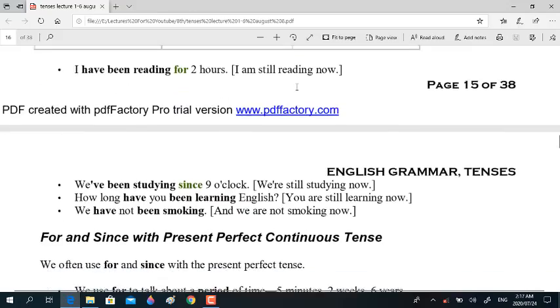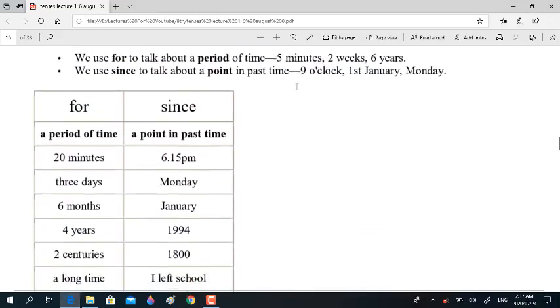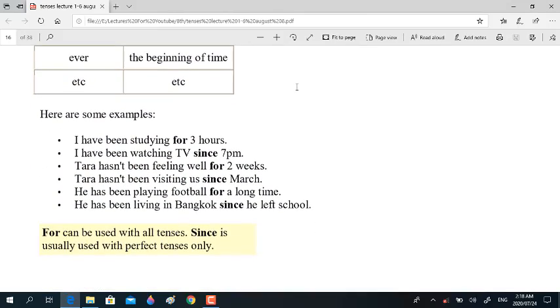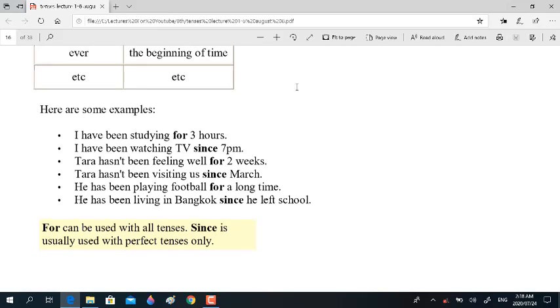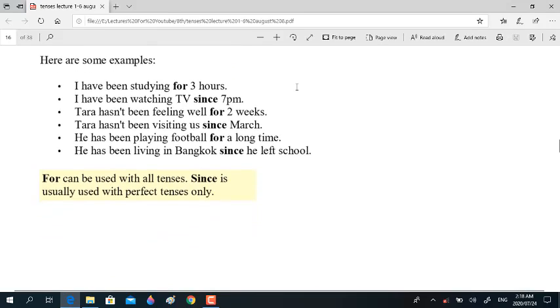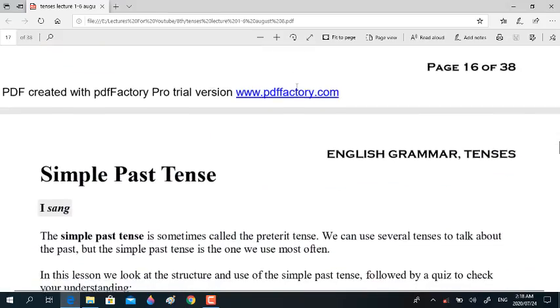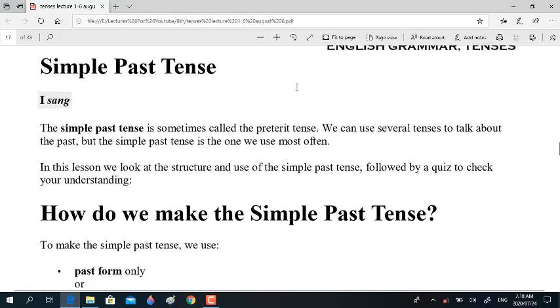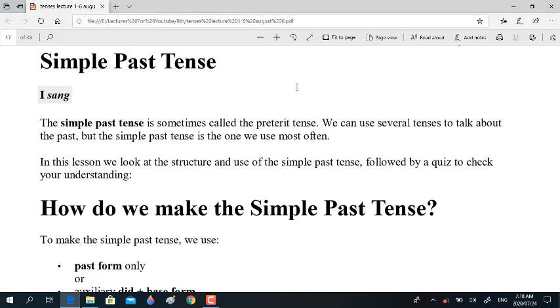With this, we have now completed the first time frame based tenses, the present and its aspects: simple, continuous, perfect and perfect continuous. Now it's time to go ahead and we will look at simple past tense. Now we will be looking at the past, right?